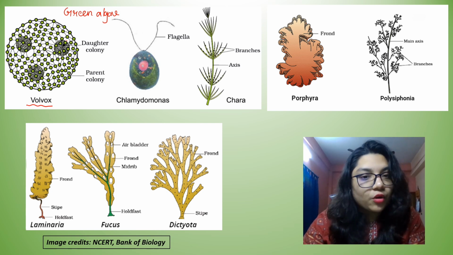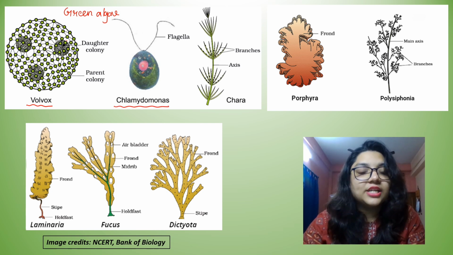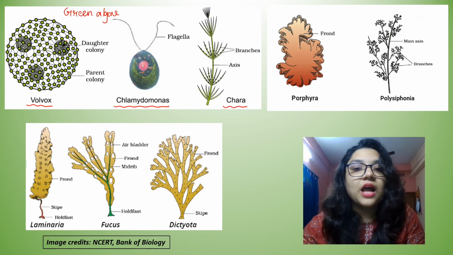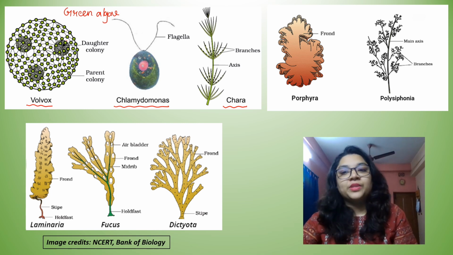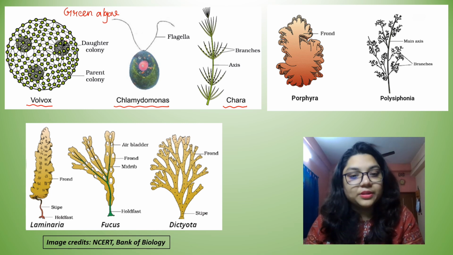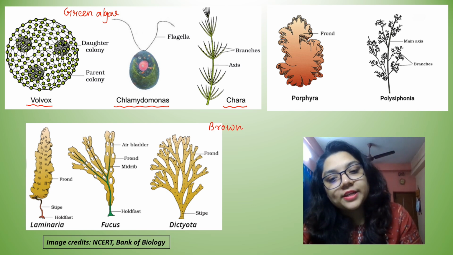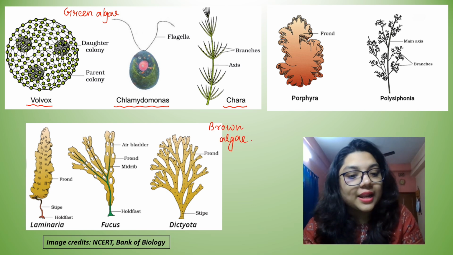Right? Then what you have? Chlamydomonas, right? Which has two flagella. And then what you have? You have Chara, and you should be able to label each of these very carefully. Next, below the green algae, what is shown to you? That is your phaeophyceae or the brown algae. The example given is Laminaria.